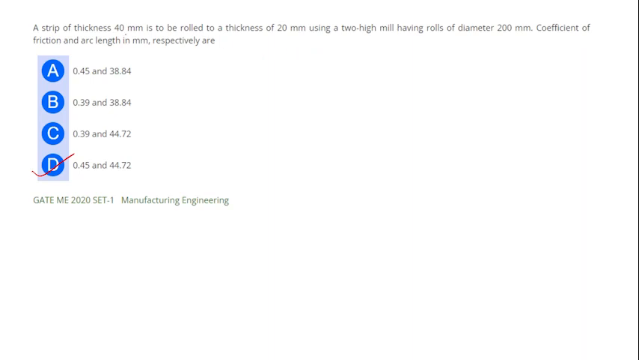A strip of thickness 40 mm is to be rolled to a thickness of 20 mm. So your initial thickness is 40 mm and your final thickness is 20 mm, using a two high mill having rolls of 200 diameter, which means your radius will be 100 mm. The coefficient of friction mu will be what? And arc length in mm respectively.